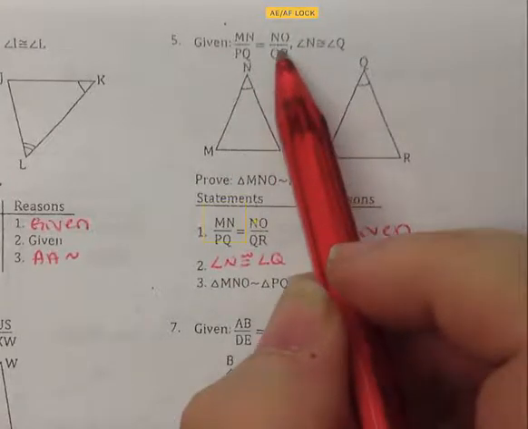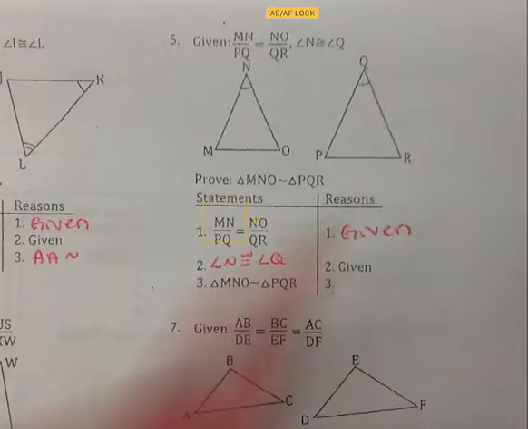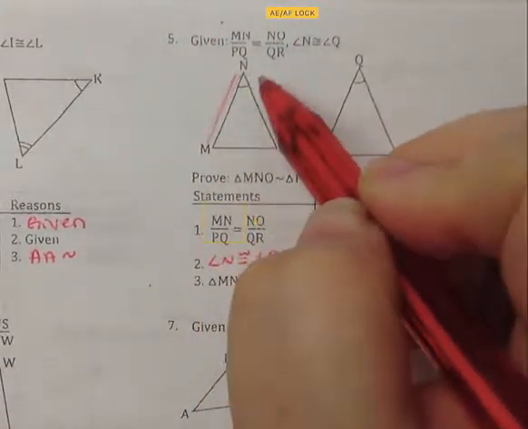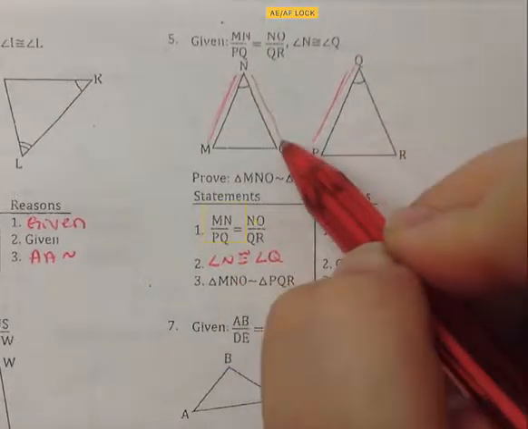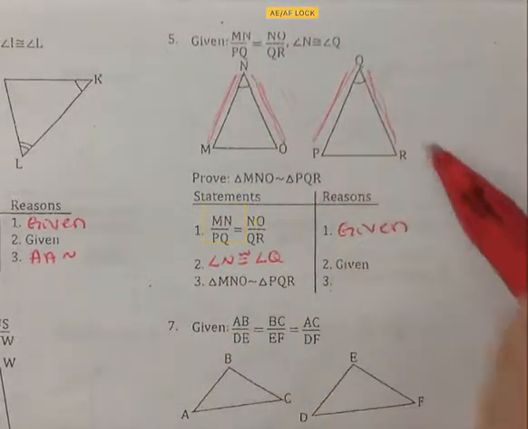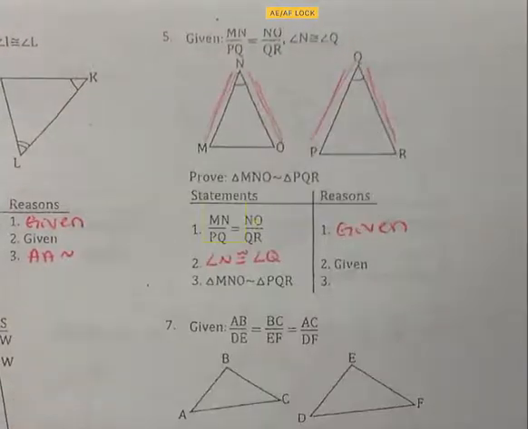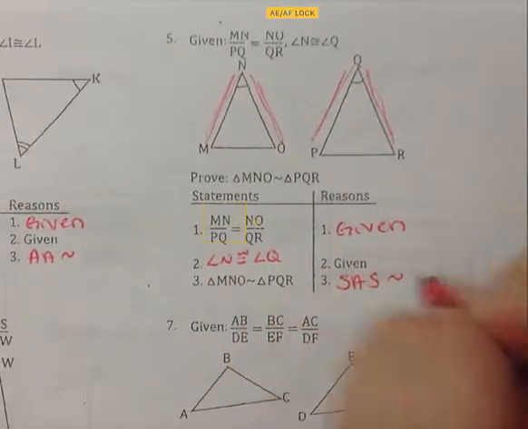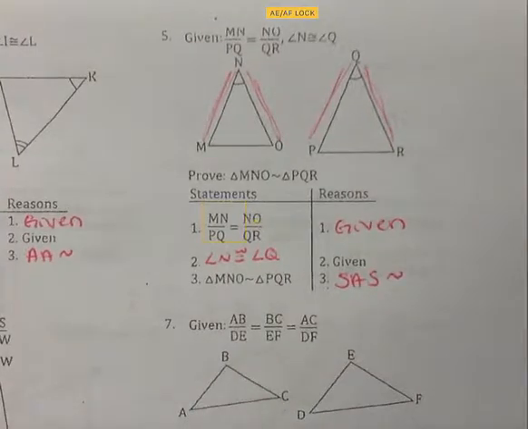On here we have two fractions. That would mean that we would have two sides and one angle. So if we make sure that it does match along with MN and PQ, and then NO and QR, these two sides both touch that same angle, so we would have side angle side similarity. Two fractions means you should have two sides.